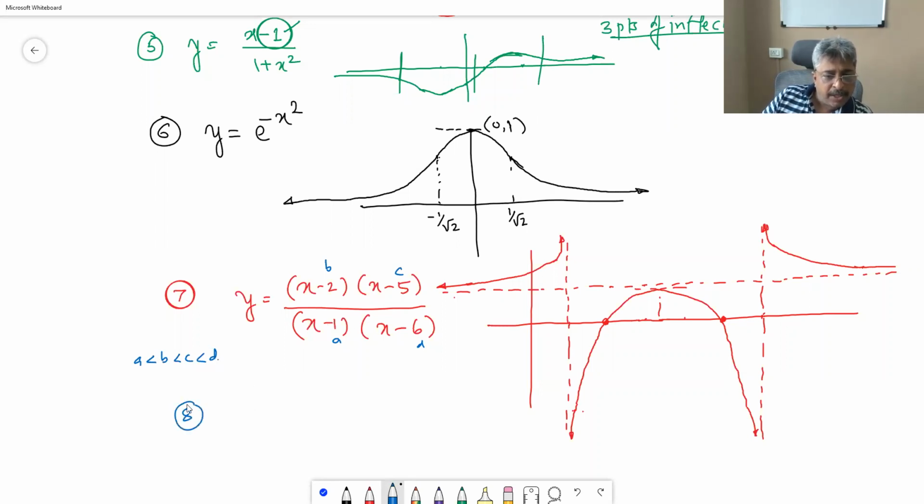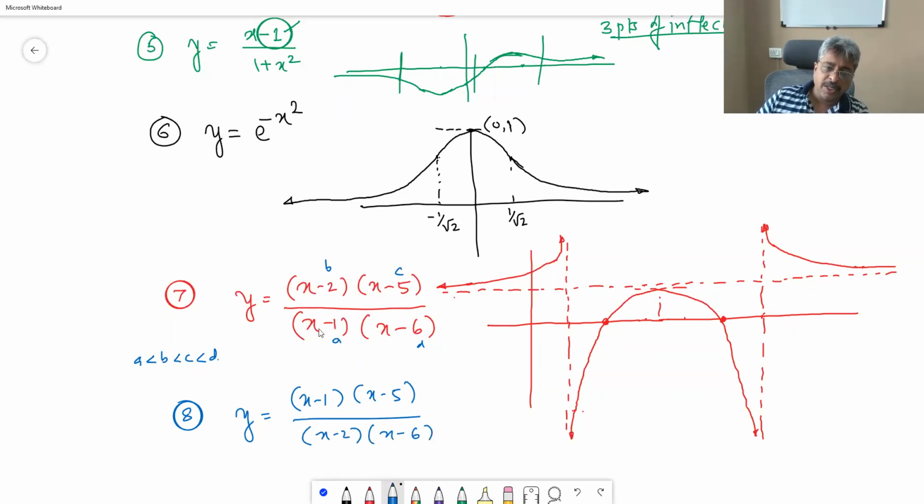Now, problem number 8. If I just flip these two brackets, y is equal to (x minus 1)(x minus 5) upon (x minus 2)(x minus 6). So it was A, B, C, D. Now I am making it A, B, C, D. This problem is like this.